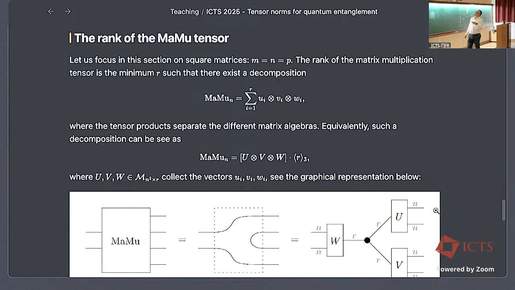And the point of this picture is to show you that the rank computation can be seen graphically. Because if I package my vectors Ui into a matrix capital U, the same for V and the same for W, then this decomposition can be written via this unit tensor as follows. It's just U tensor V tensor W applied to this copy tensor, or unit tensor, of size R. Because the sum over the index here is precisely the sum here. So this picture and this formula are the same.